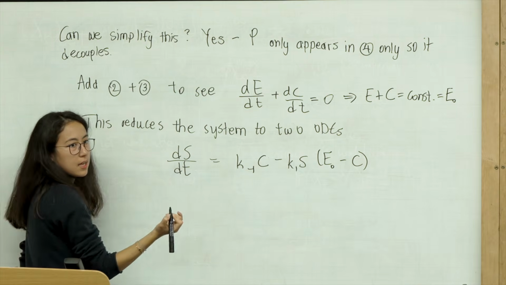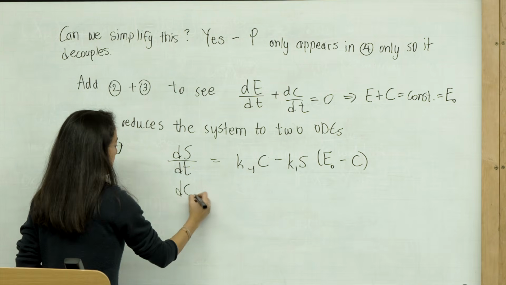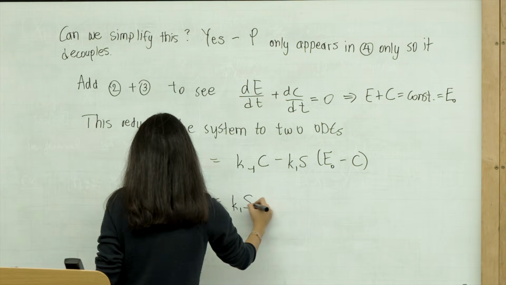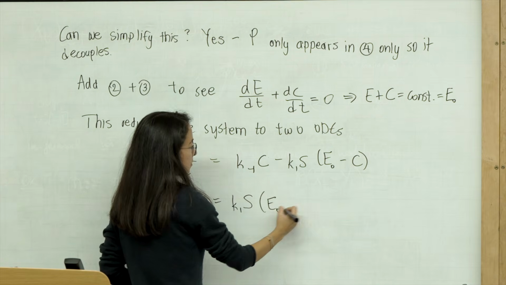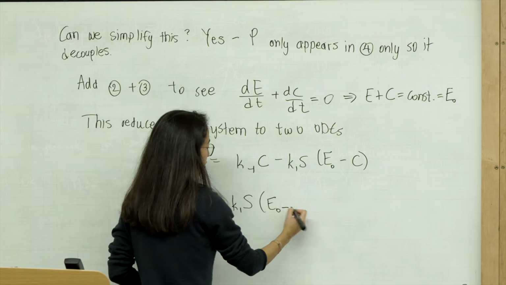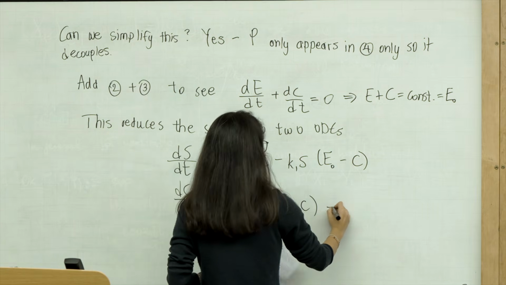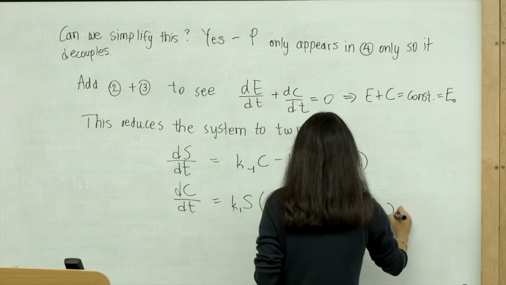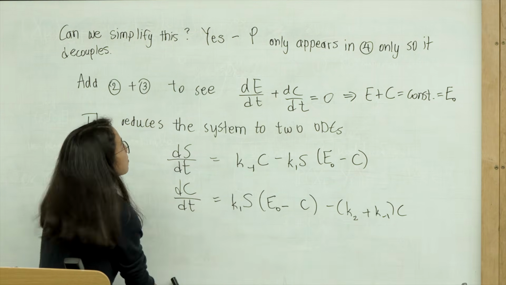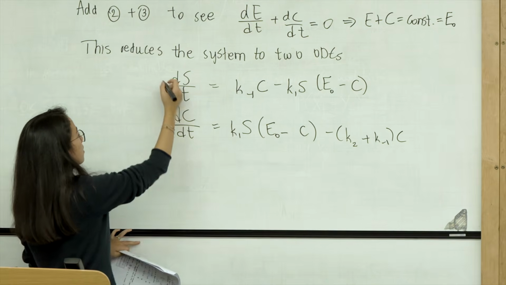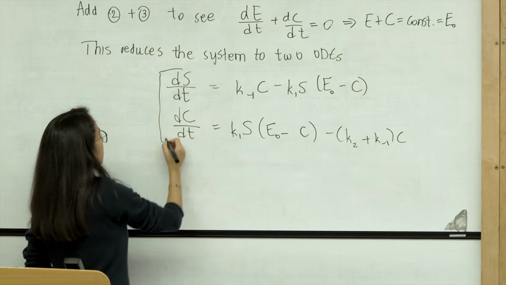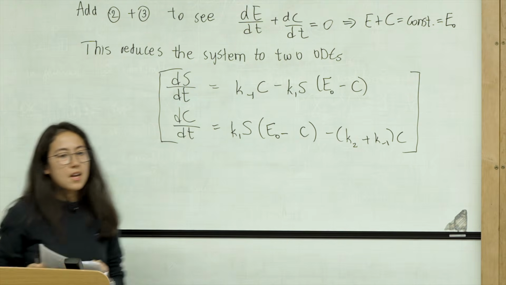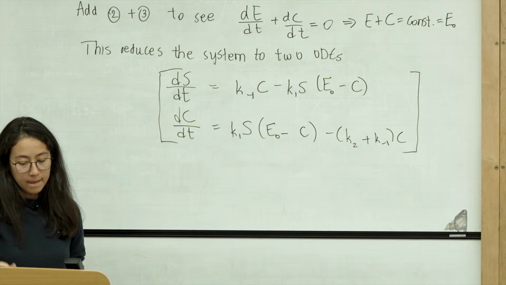And then I will also write down the equation for the complex. So for this one, we have k_1 S multiplied by the difference between the initial enzyme concentration and the complex, minus (k_2 plus k_{-1}) C. So your system basically becomes this system of 2 ODEs. And I will focus on solving this now.